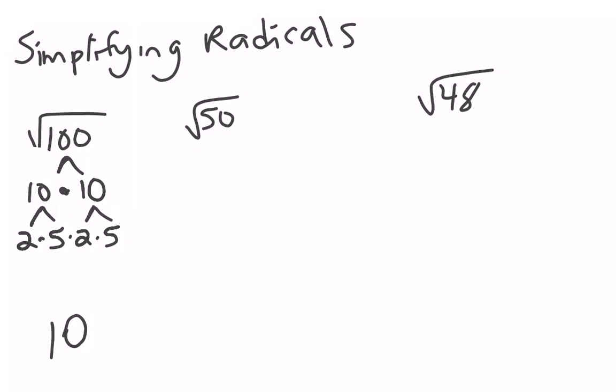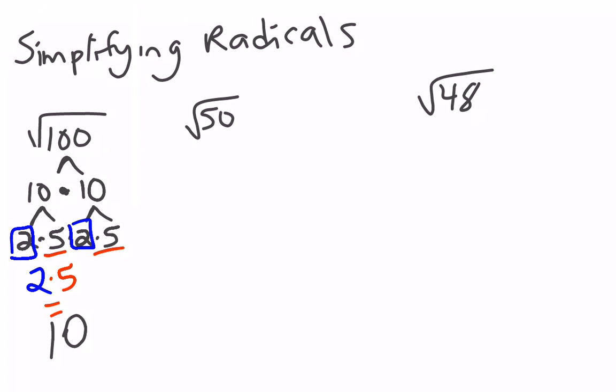And then what I'm going to do is take any pairs, since it's a square root, two of the same factor. So I can take out a 2, and then I can also take out a 5. Since that deals with all my numbers, I'm done, and that equals 2 times 5, which is 10.